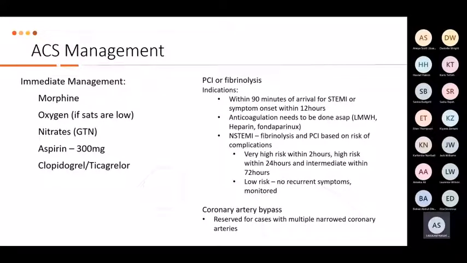With a CABG, a coronary artery bypass, you usually keep these for people with multiple narrowed coronary arteries. But even if they've got multiple arteries which are affected, we tend to go for a PCI, because it's less invasive than opening up their chest and doing a bypass. Okay.